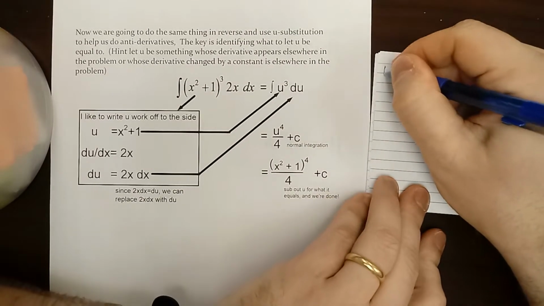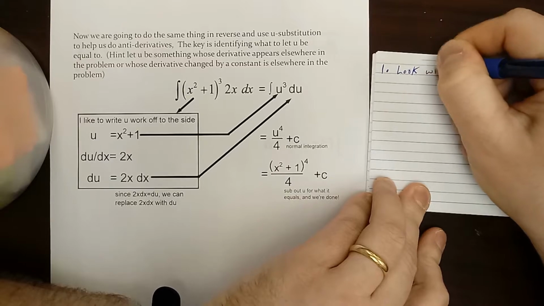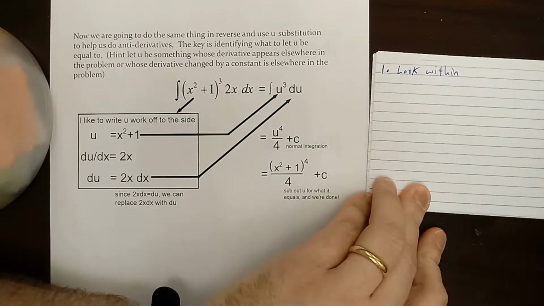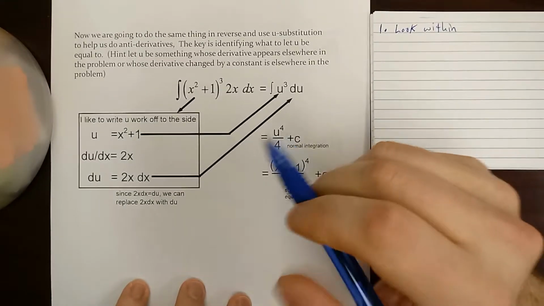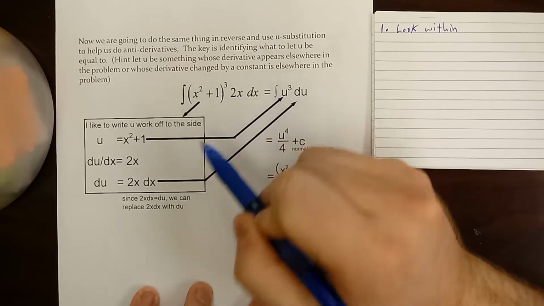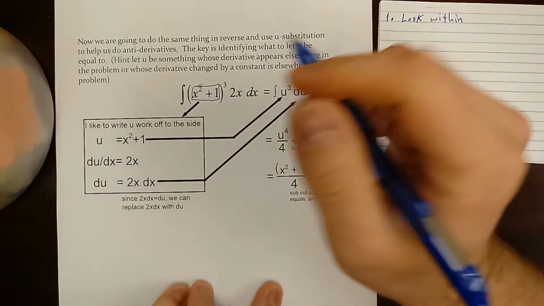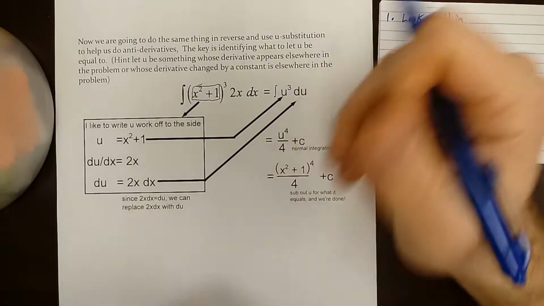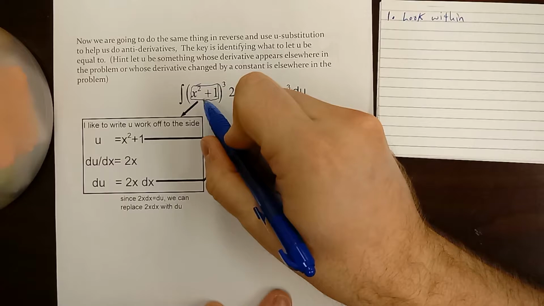So step 1 is look within. This isn't like a self-reflection thing, I'm just being a little bit silly. So the first thing we're going to do is look within. I see I have this big thing cubed, I have a 2x, I have an x squared plus 1. This x squared plus 1 is really inside of this parentheses. So I like to say, what's the farthest thing inside parentheses? Then we're going to call this u.